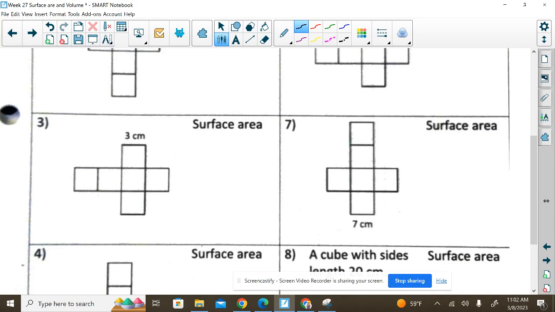Okay, I'm going to pause for a second and I'm going to let you solve for it and then we're going to check your work here. So I want you to do this one. You got about 30 seconds. Well, I'll give you a little bit more. So we'll do about 60 seconds to find the surface area of number 3.